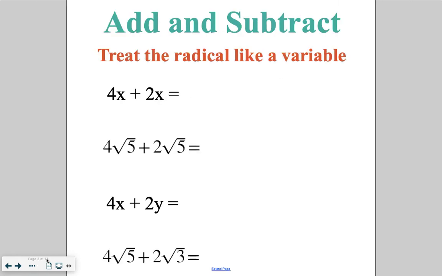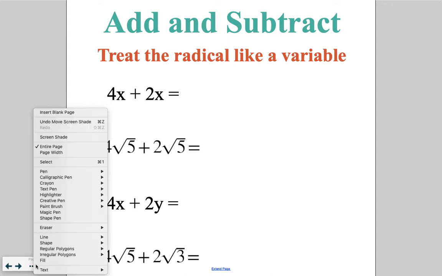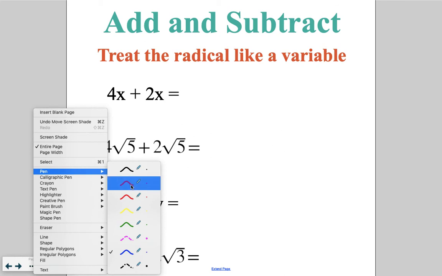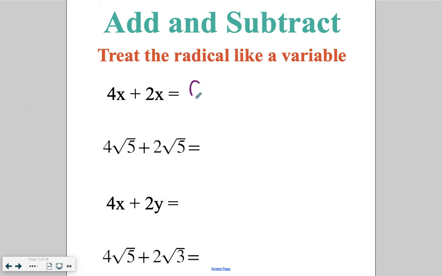When you are adding and subtracting radicals, you're going to treat the radical part of the problem like a variable. So for example, if you had variables and it said 4x plus 2x, that would mean that you would have a total of 6 x's. The same thing happens when you are adding and subtracting radicals.